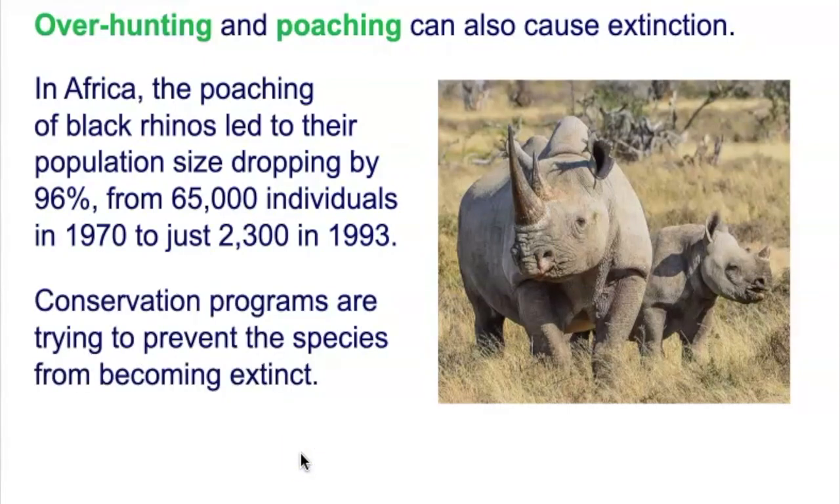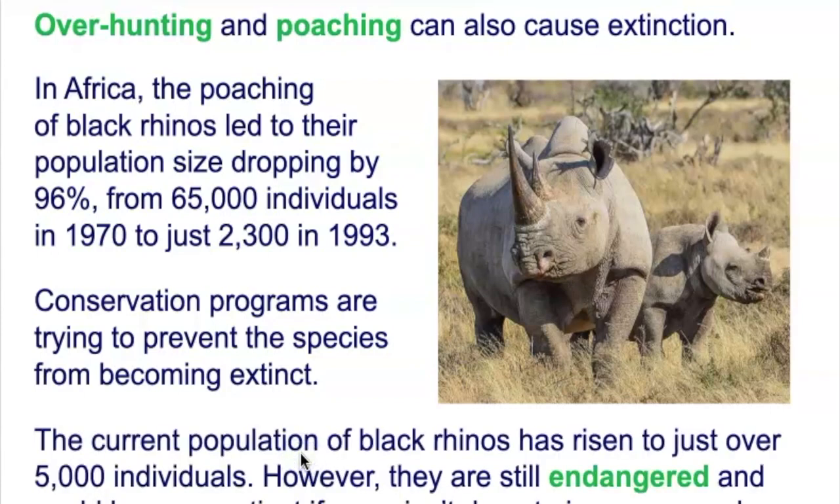Conservation programs are trying to prevent the species from becoming extinct. Conservation programs oftentimes have habitat development and wildlife management at their forefront. The current population of black rhinos has risen to just over 5,000 individuals. However, they are still considered endangered and at risk of becoming extinct. We still need to do more to increase their numbers.